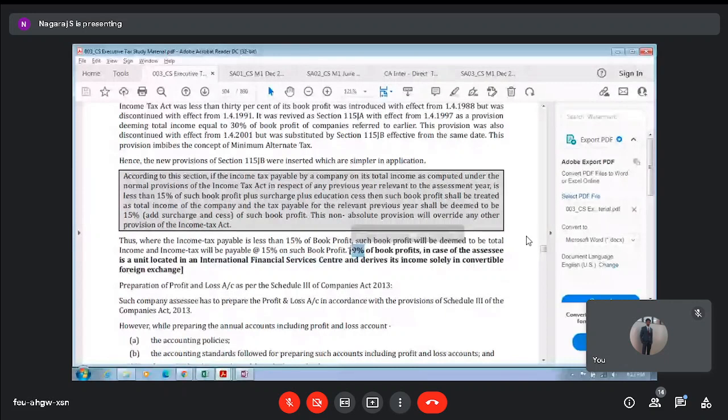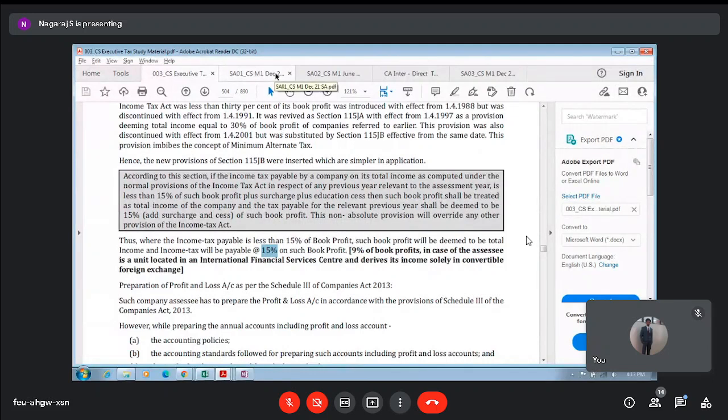For both AMT and MAT, this is constant. The base percentage changes. For MAT, it is 15%. For AMT, it is 18.5%. Understood?